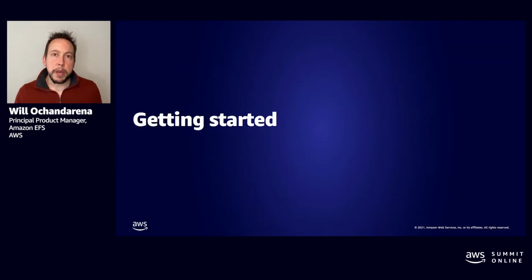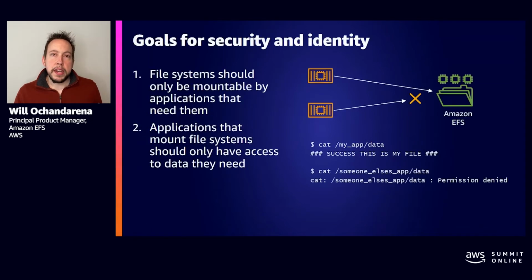So now that we've talked about why you might want to do this, let's talk about how to actually get started. Now, before we get started with actually how to configure it, it's helpful to talk about how to make sure that you can do this in a secure way, because getting this right up front will set you up for success later. Now, your goals for security typically come down to two things. One, you want to make sure that if you have a file system, it can only be mounted by the applications that are allowed to mount it, the applications that need to mount it. Next, once those applications mount the file system, you want to make sure that they only have access to the data that they need. And we're going to talk about how to do that.